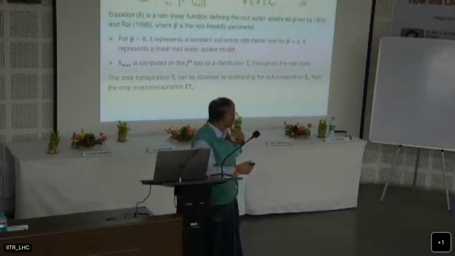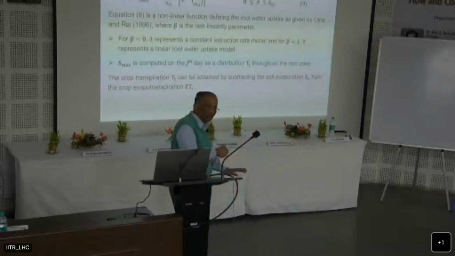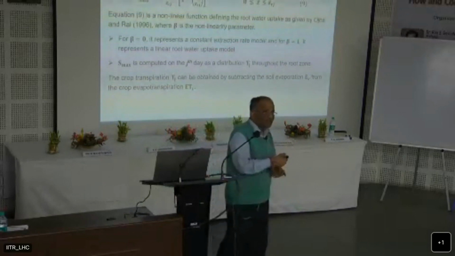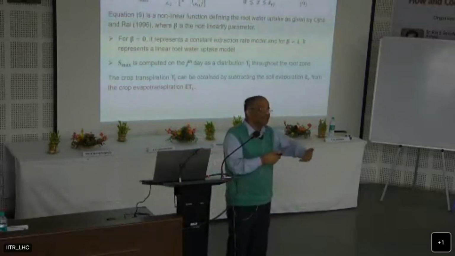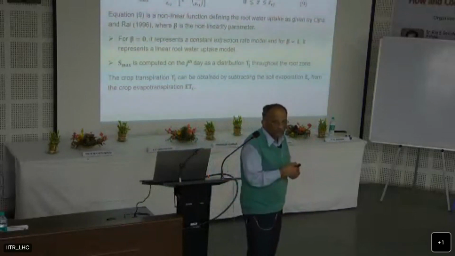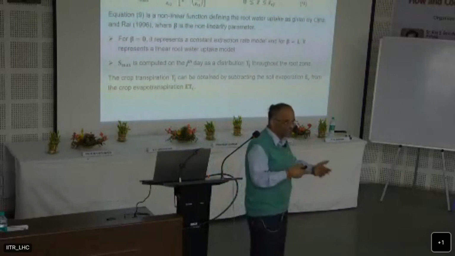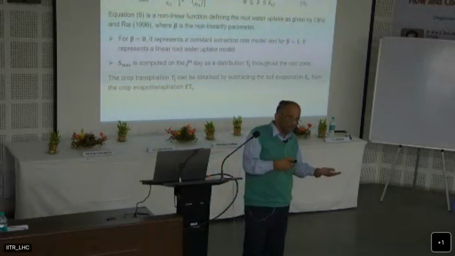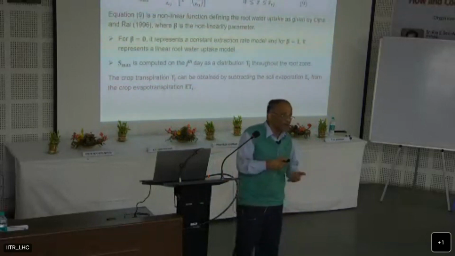If I want to know the actual evaporation from a crop on a given day, there are three steps. First, we have to find out the reference crop evapotranspiration, which we denote by ET naught. Usually we get this from the meteorological variables. It doesn't depend upon any crop.